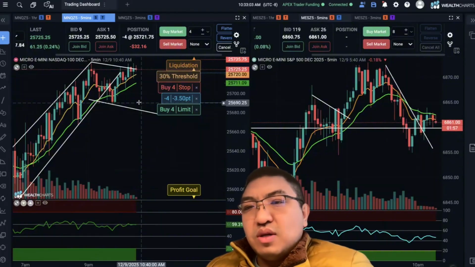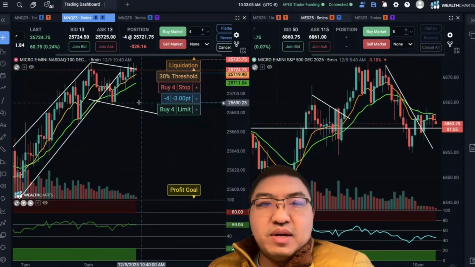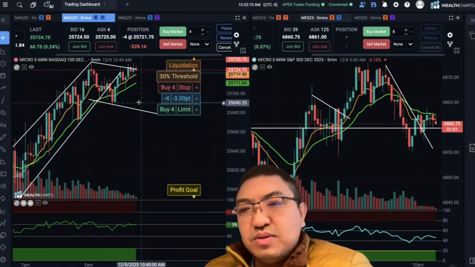ES shows downward intention, but still no breakout. Both tickers are still in the range. If something is in the range, it does not mean anything.